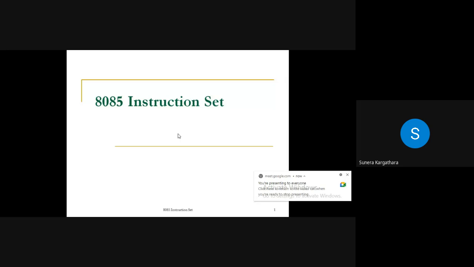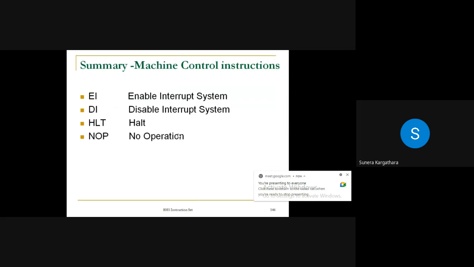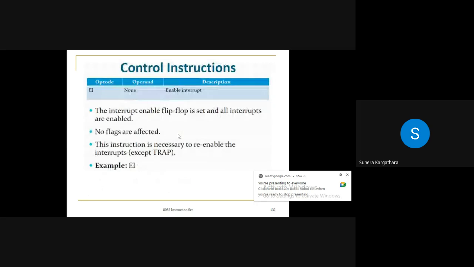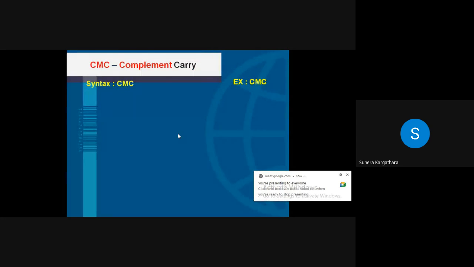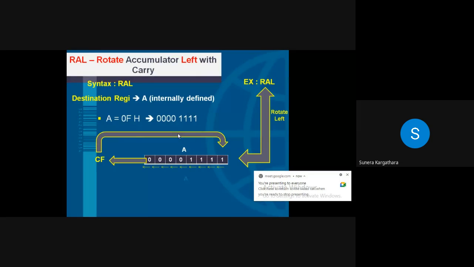कौन सा लेफ्ट है कौन सा राइट है, and with and without carry. There are 4 instructions we want to discuss today. Just try to understand how this rotation will take place. स्टूडेंट, यहाँ पे रोटेशन में आपकी कभी भी मिस्टेक नहीं होगी.